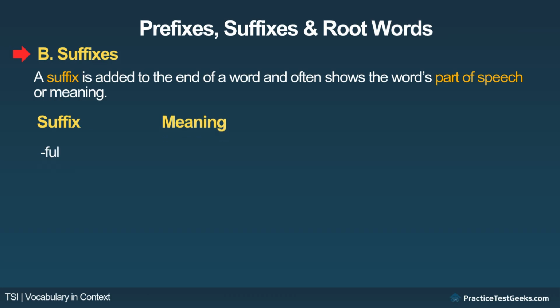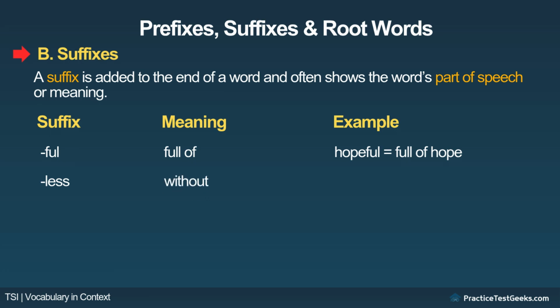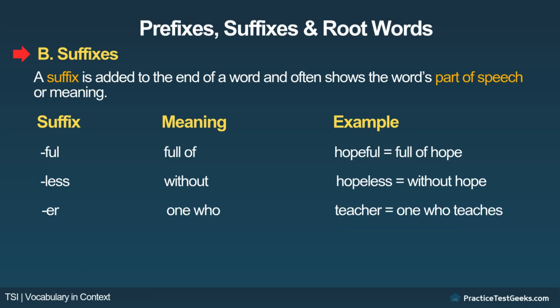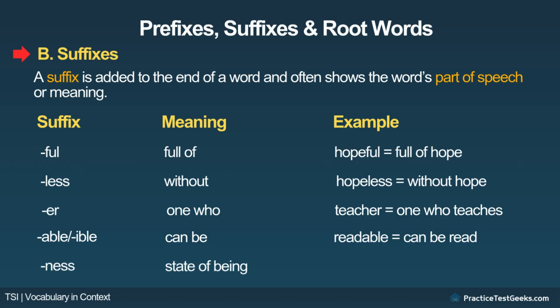Ful, meaning full of. Example: hopeful, full of hope. Less, meaning without. Example: hopeless, without hope. Er, meaning one who. Example: teacher, one who teaches. Able or ible, meaning can be. Example: readable, can be read. Ness, meaning state of being. Example: kindness, state of being kind.